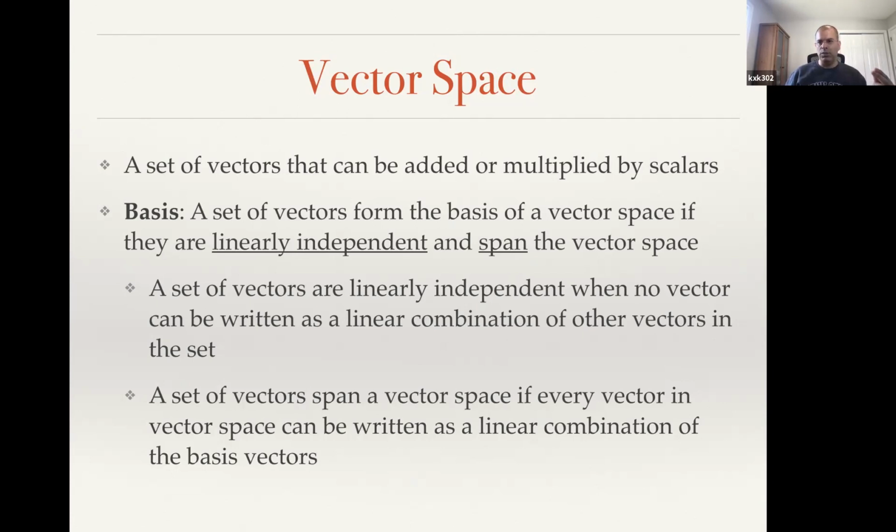Linearly independent just means that if you have a set of vectors, none of them can be expressed as a linear combination of others. Okay, they're independent. And spanning means all of the vectors in the vector space can be expressed as a linear combination of those basis vectors.